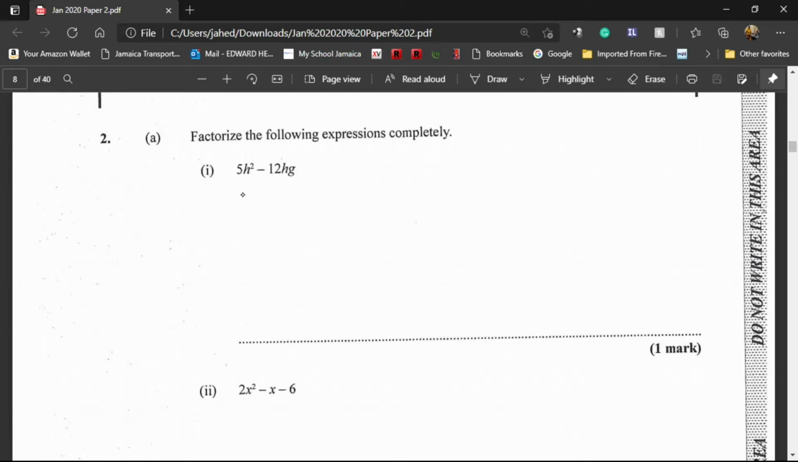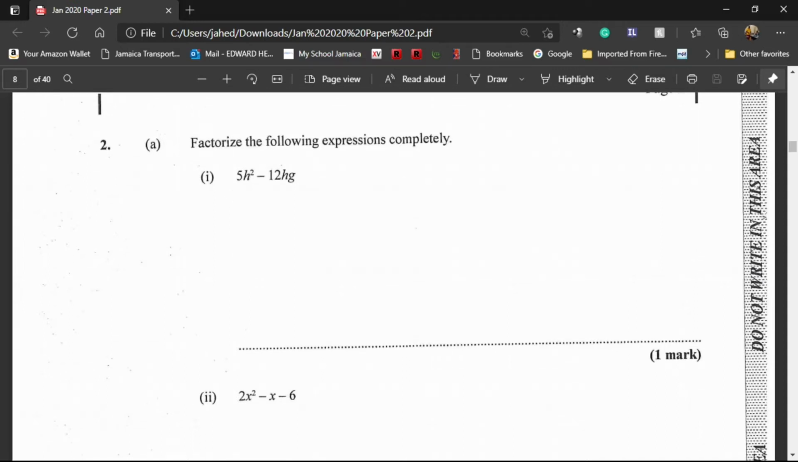Now we have two terms, 5h squared and negative 12h. The common factor here is h. So we have h into 5h minus 12g. And that is as complete as it will go. So the two factors would be h and what is inside the bracket, 5h minus 12g.